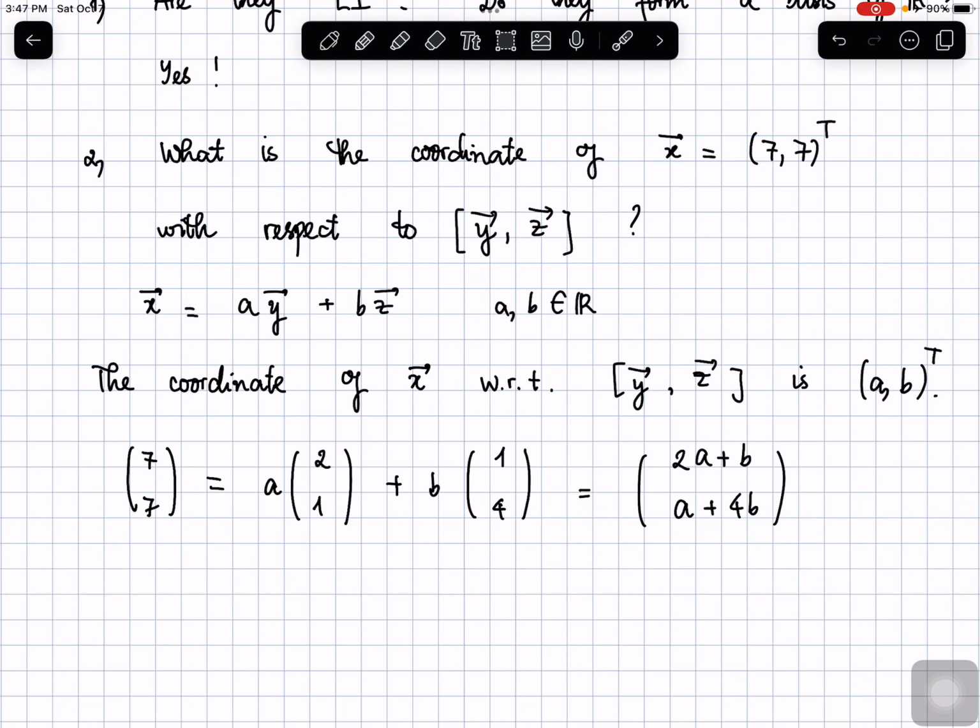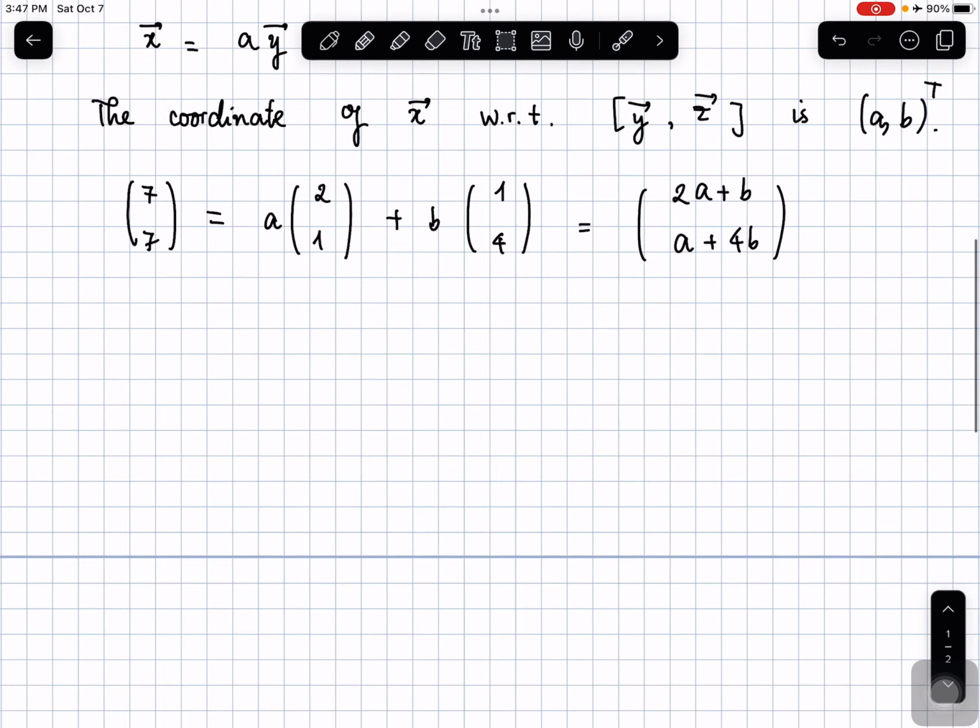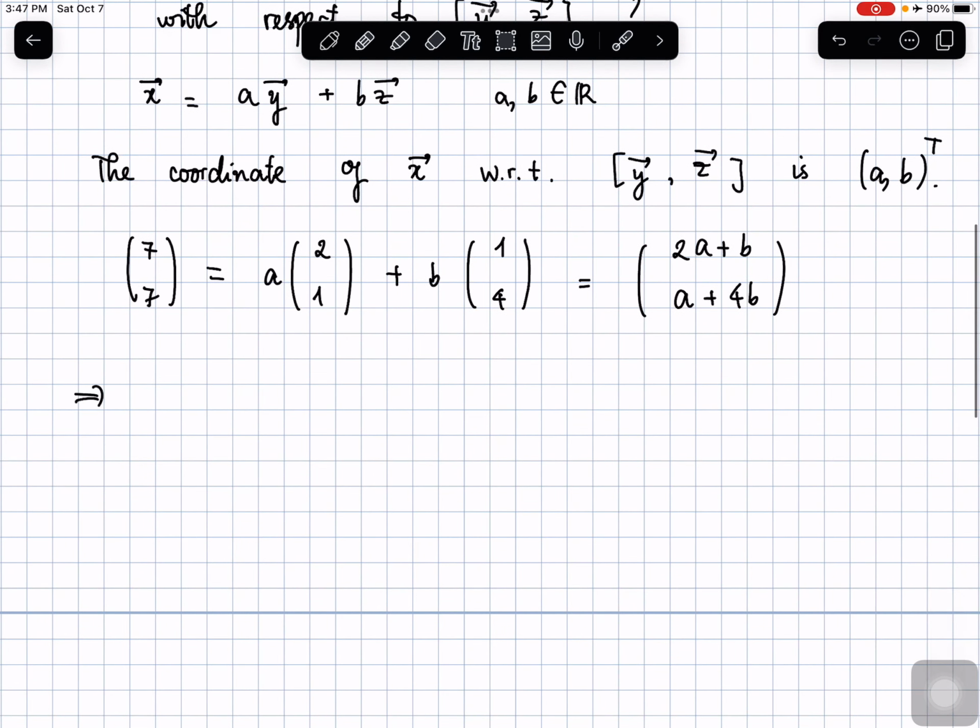System, two equations, two variables. This implies that a is equal to 3 and b is equal to 1. Yeah, so this is an easy system of equations. You can see the solution immediately. Otherwise, we can use Gauss-Jordan reduction, for example, to find the solution of the system.